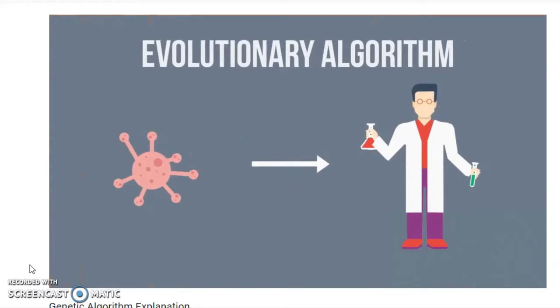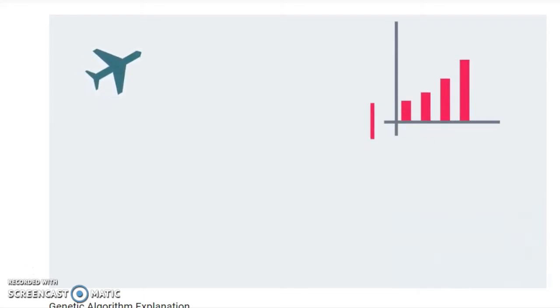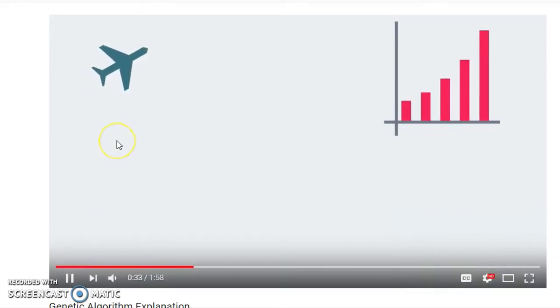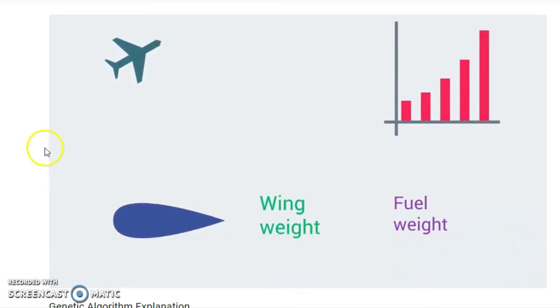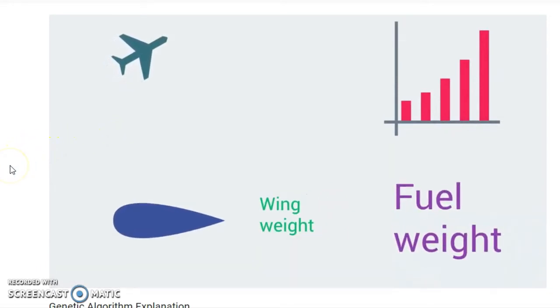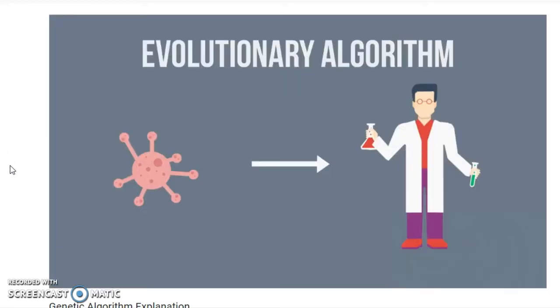An algorithm is a list of step-by-step instructions for the computer to solve problems. This algorithm is used to improve a variety of things, from fuel efficiency in airplanes to trading strategies. For example, with airplanes, evolutionary algorithm optimizes the shape, minimizes wind weight, and maximizes fuel weight to improve the overall efficiency of the airplane. This algorithm is based on evolution in nature and is a fast way to find a good solution without checking every possibility.